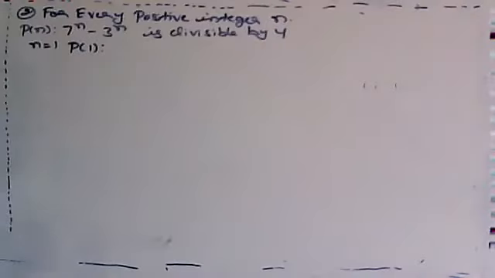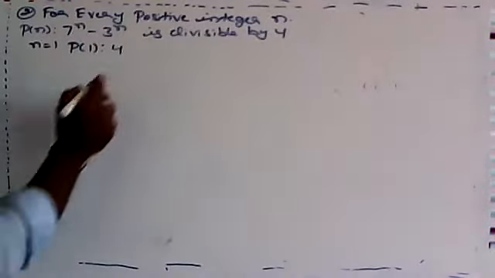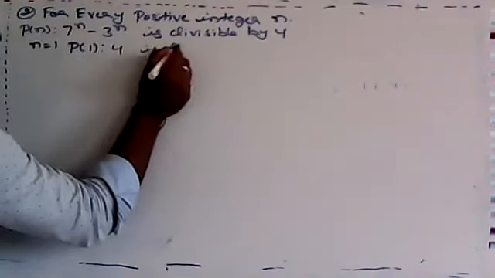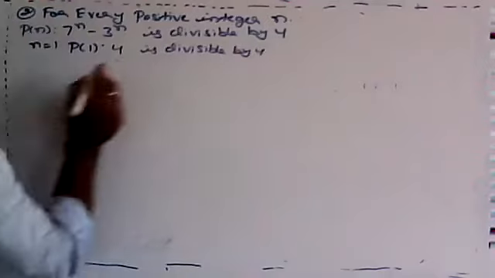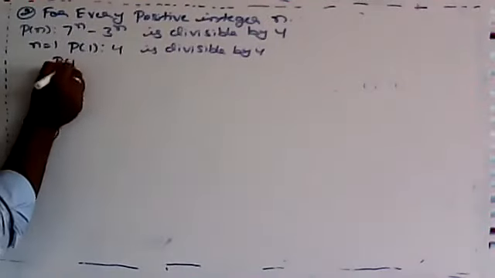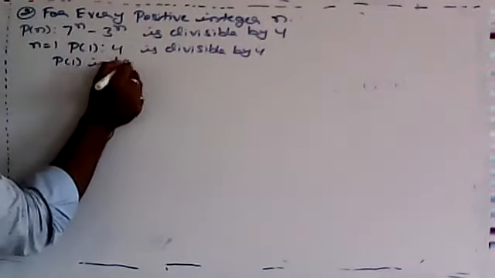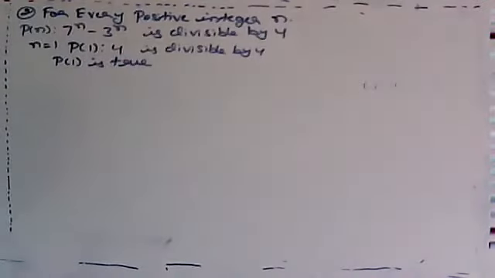P of 1 is what? Yes, good. 4. Is 4 divisible by 4? Correct or not? Yes, it is divisible by 4. So it satisfies the condition.